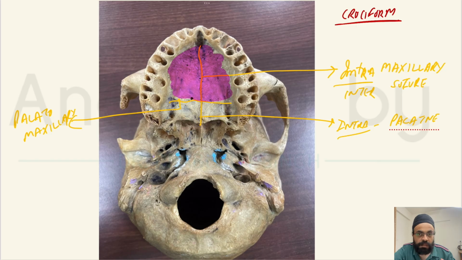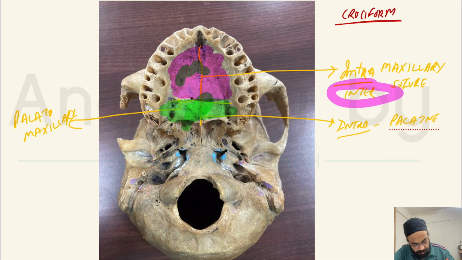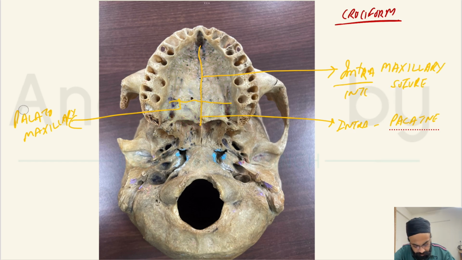ठीक है, and that maxilla is a paired bone. तो दोनों parts के बीच में बोले तो inter आना चाहिए वैसे तो logically. Even I'll go for inter then. And this part is made by palatine bone. So the hard palate is made by maxilla and palatine, the 2 bones, and these are the various sutures present in between them.